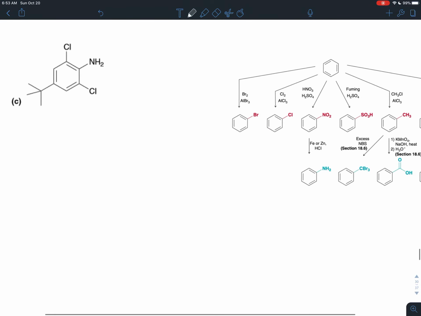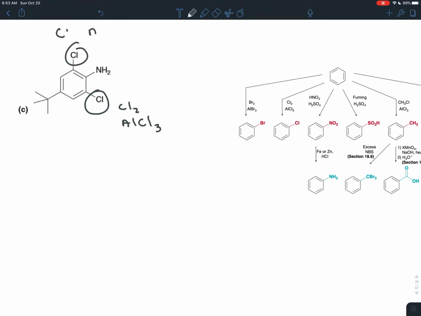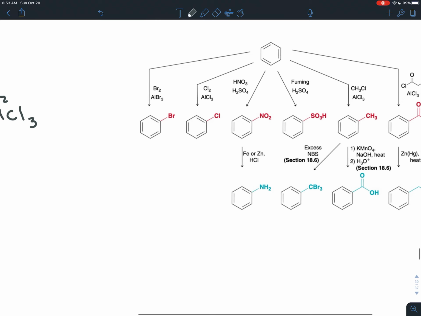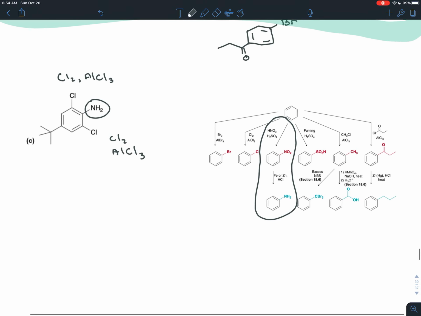So the first step is just to think about what recipes we want to use to put each of these branches on. To put a chlorine on, we'll use Cl2 and AlCl3. And that's true for this other chlorine. To put the NH2 on, as we've seen, we do it in 2 steps. You first add an NO2 with nitric acid and sulfuric acid, and then you do iron and zinc with HCl to reduce that.